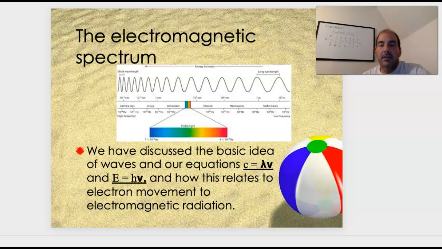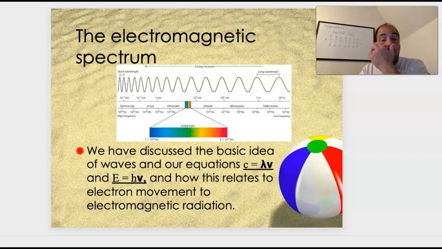When we talk about the electromagnetic spectrum, again, we've gone through the idea of waves and having wavelength and frequency, and the fact that visible light is just one little part of the whole spectrum. Wavelength and frequency are inversely related. As the wavelength gets bigger, the frequency gets smaller, and we see that represented there. We have talked about speed equals wavelength times frequency, and energy equals Planck's constant times frequency. We're going to be circling back to those a little bit more as we talk about this.